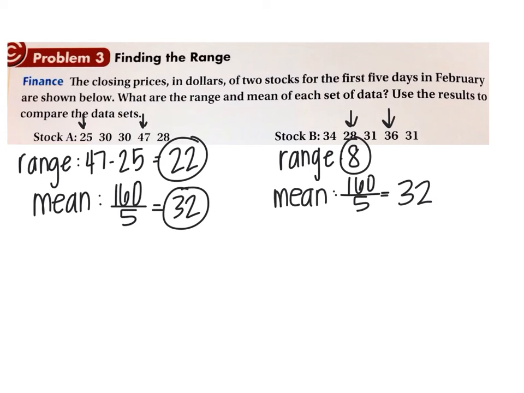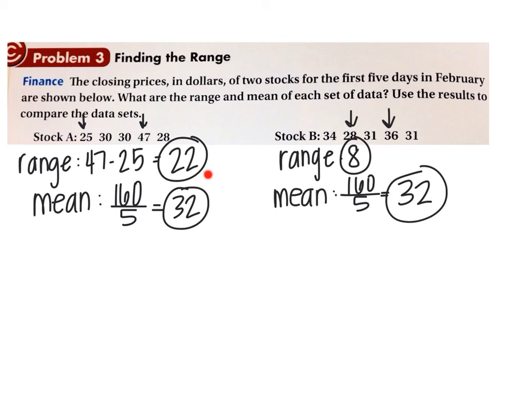Now we want to compare the data sets. So, as you can see, they have the same mean, same average, so what does that mean? Their stocks are very much different. Looks to me like this one has an outlier because it goes from 30 all the way to 47. So we really don't want to use that as a good indicator of our data. This one over here, I think the mean is a good indicator because they're all very close together.